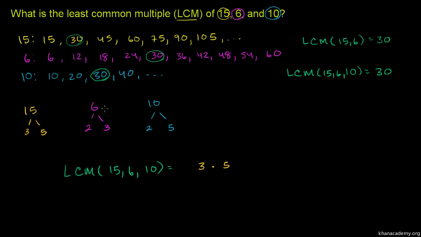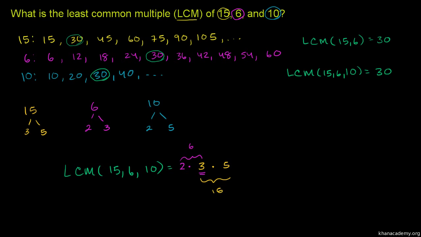To be divisible by 6, it has to have at least 1 two and 1 three. So it has to have at least 1 two. And we already have a 3 over here, so that's all we want. We just need 1 three. So 1 two and 1 three, this 2 times 3 ensures that we are divisible by 6. And let me make it clear, this right here is the 15.